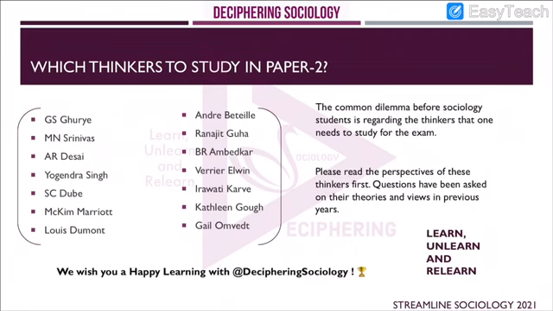The common question before students is which thinkers to study in paper 2. Some thinkers have been mentioned while others have not been mentioned. These provide a brief overview of the thinkers that you need to study. We will be covering them in the forthcoming lectures, and you are requested to go through those TFTs in detail and try to read the study material that we provide or mention in the TFT.